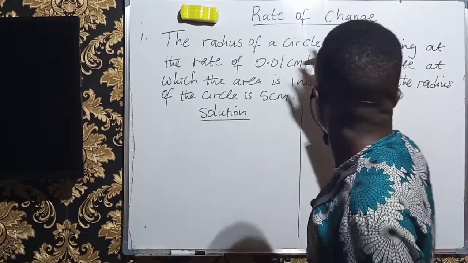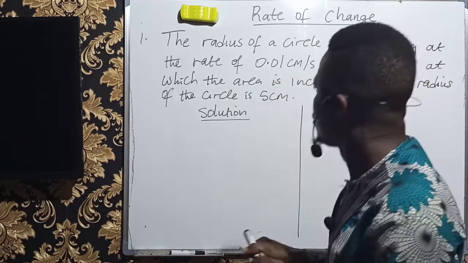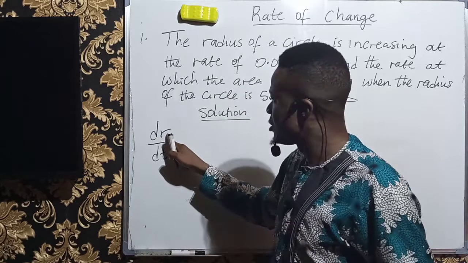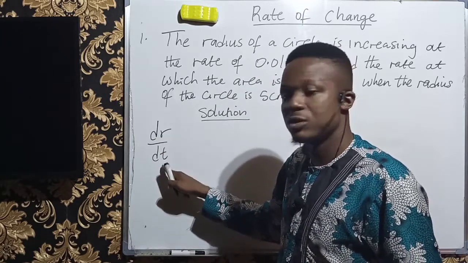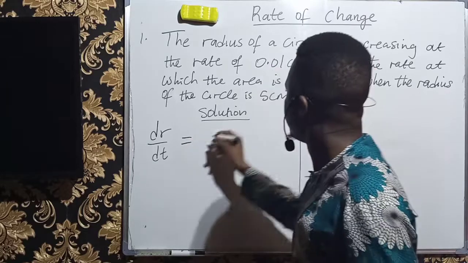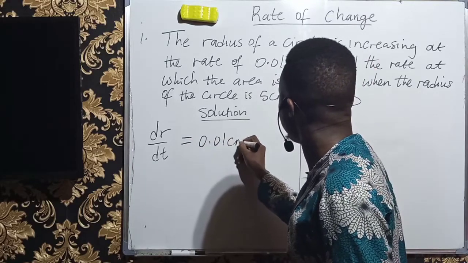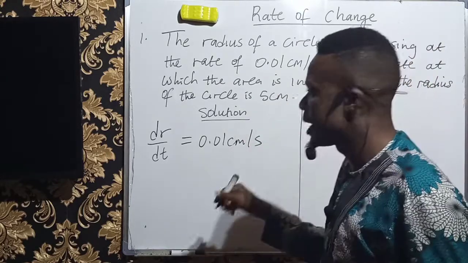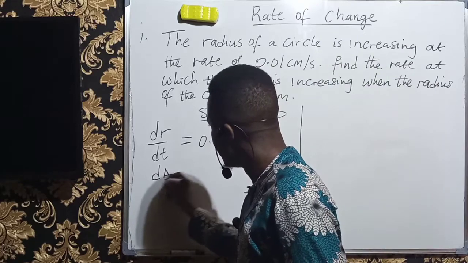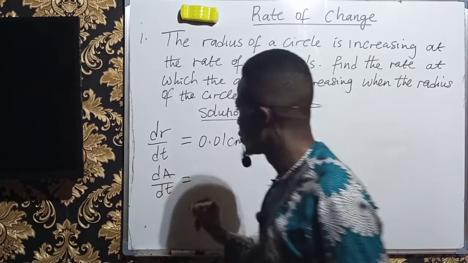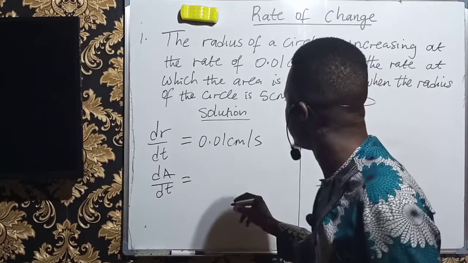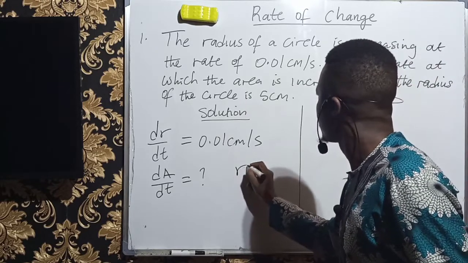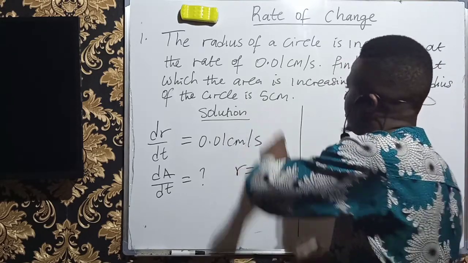So now, the radius of a circle is increasing at the rate of this, which means dr over dt. This means that the radius is increasing with time. The rate of change of radius with respect to time will give us 0.01 centimeter per second. Find the rate at which the area is increasing. So you want to get the rate at which the area, which is dA over dt, increases. The area also increases with time. Hence, dA over dt, we don't know. That is what they want us to get. We are also told that the radius of the circle is 5 cm.